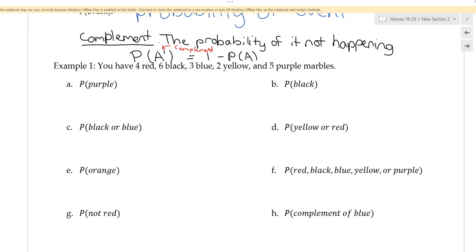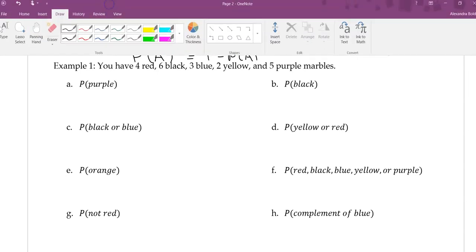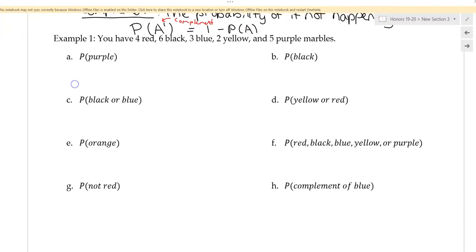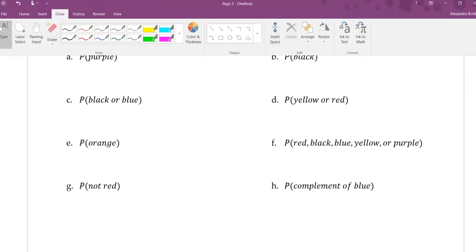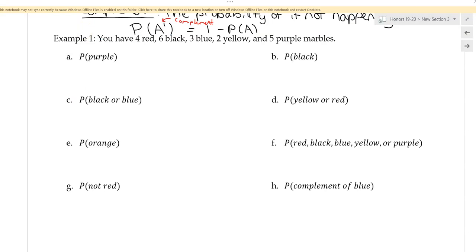All right. Now let's look at example 1. You have 4 red, 6 black, 3 blue, 2 yellow, and 5 purple marbles. So over here, I'm going to put my total number of marbles. 4 plus 6 is 10, plus 3 is 13, plus 2 is 15, plus 5 is 20.